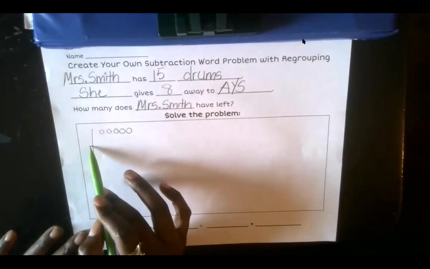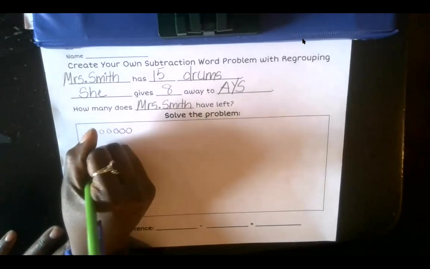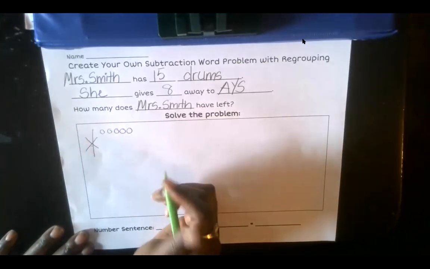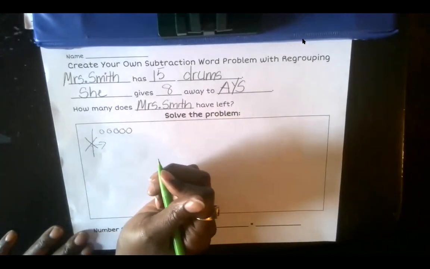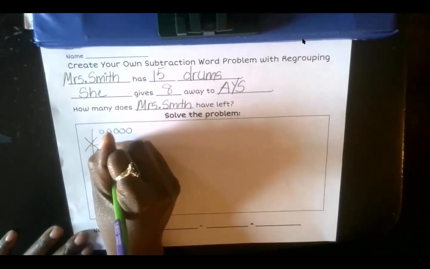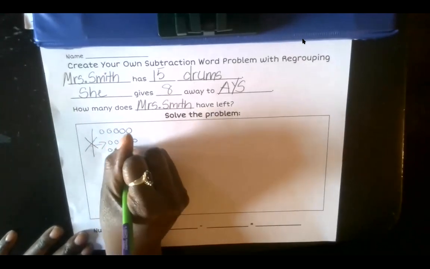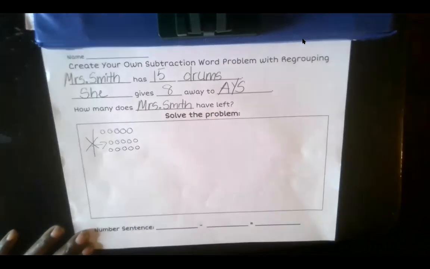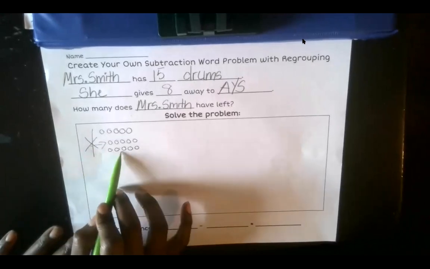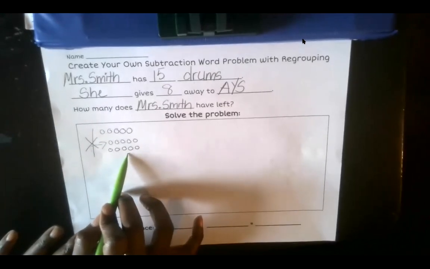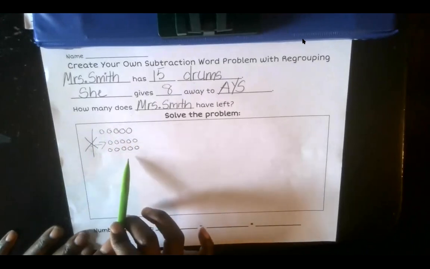So I'm going to go over here to the tens place. I'm going to say, hey neighbor, can I have a 10 stick? He's like, oh yeah, sure, Miss Sadler. I'm going to take that 10 stick and break it up into 10 ones. So 1, 2, 3, 4, 5, 6, 7, 8, 9, 10. So I just took a 10 stick, I regrouped it into 10 ones. I broke it up into ones. So now I still have 15. It just looks different, okay?